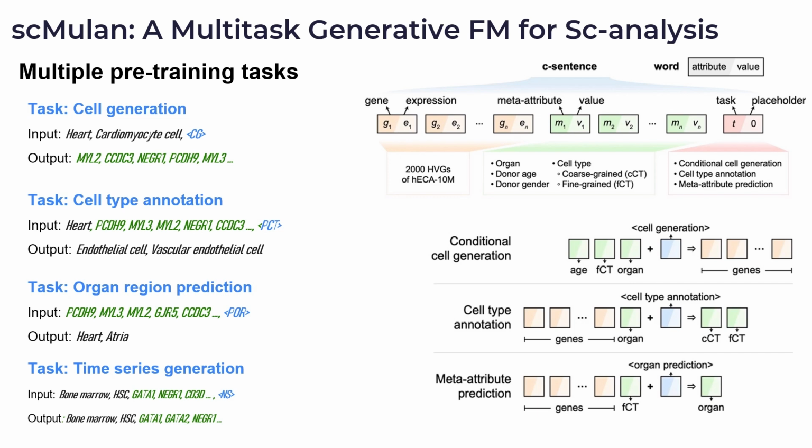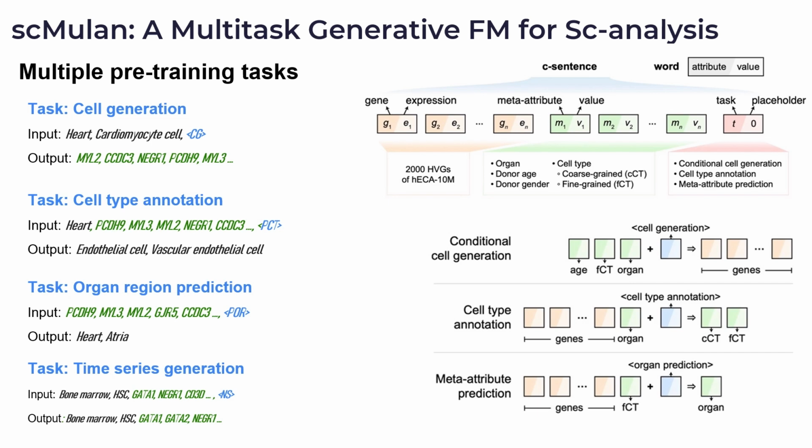In conditional cell generation, the model generates cell profiles based on given conditions, such as gene expression. For cell type annotation, it aligns specific cell types to cells based on their characteristics. Meta-attribute prediction involves predicting additional attributes, like tissue type or developmental stage.